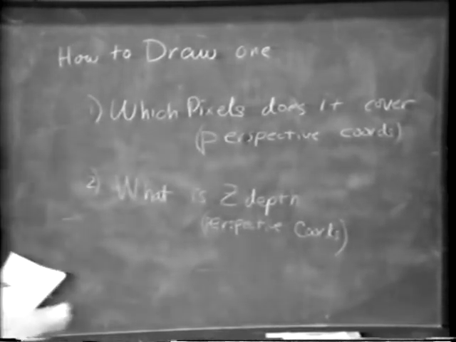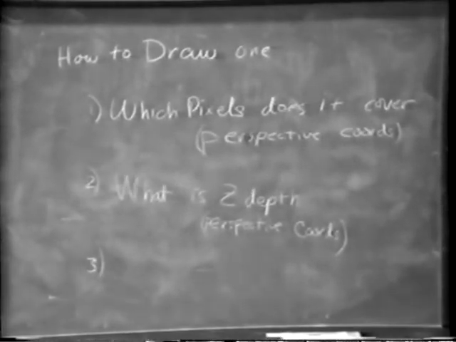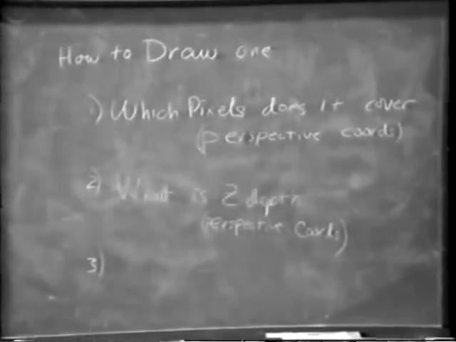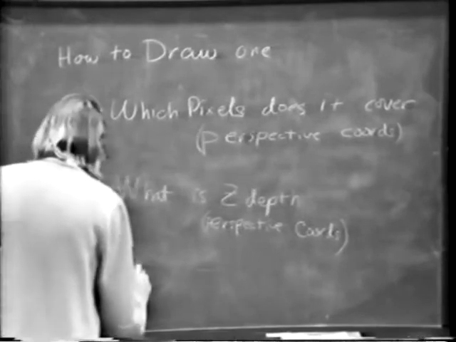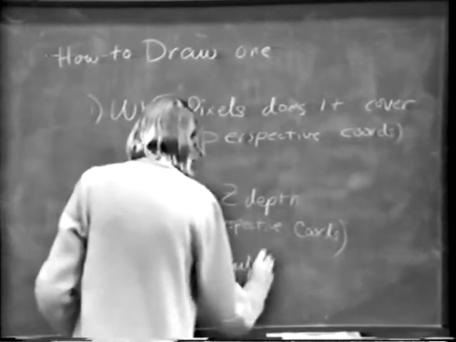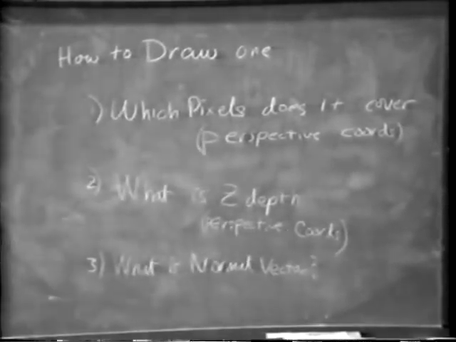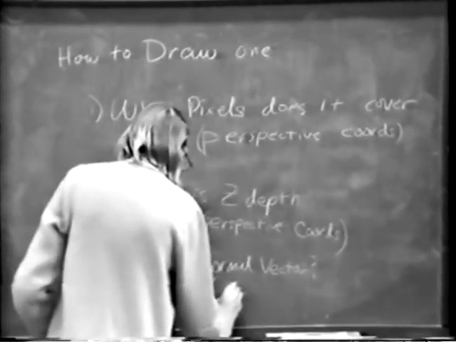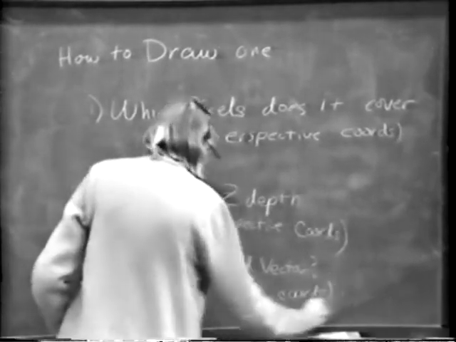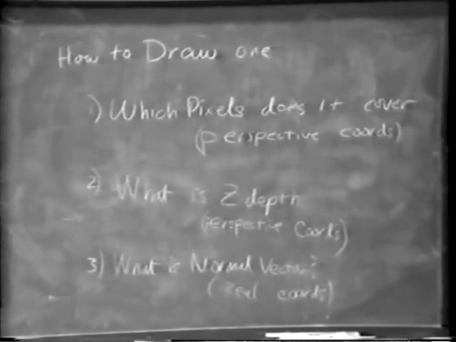And finally, once we've got all that, and we discovered that not only is the pixel inside the outlines of the thing, but it's in front of everything else, after we've found this, we want to know what the normal vector is, so that we can calculate the lighting. This needs to be done in what you might call real coordinates or viewing coordinates or something. It's just the T without the P coordinate system.